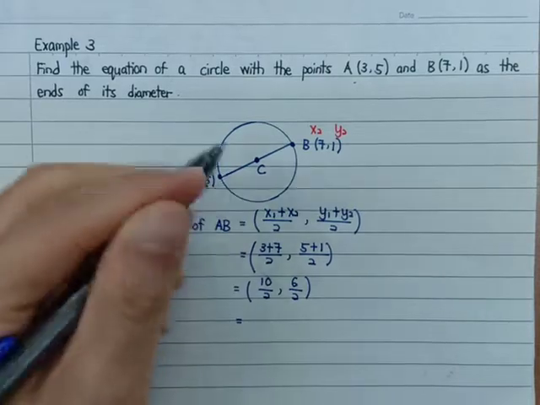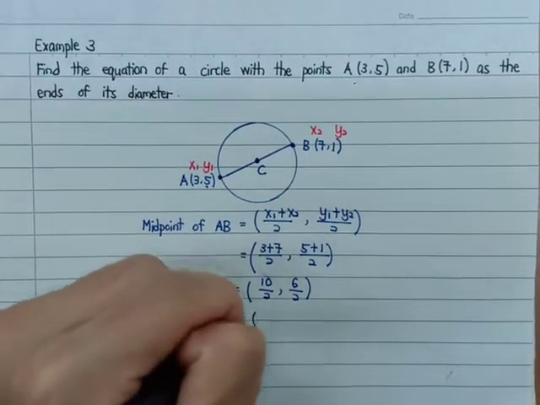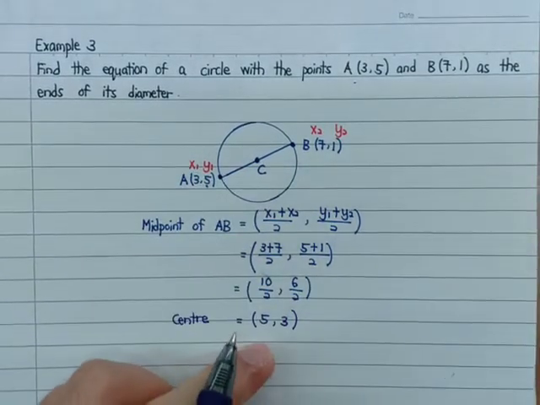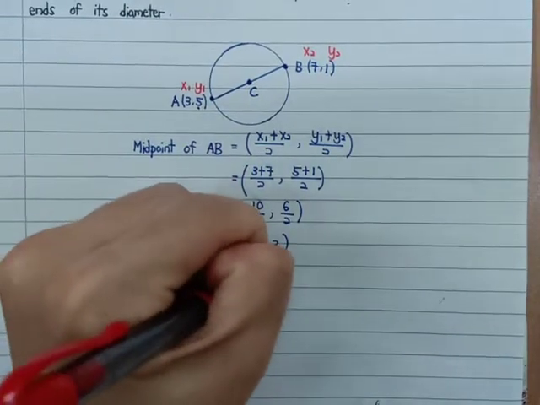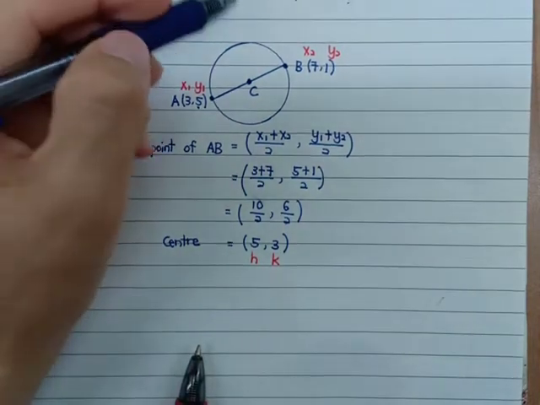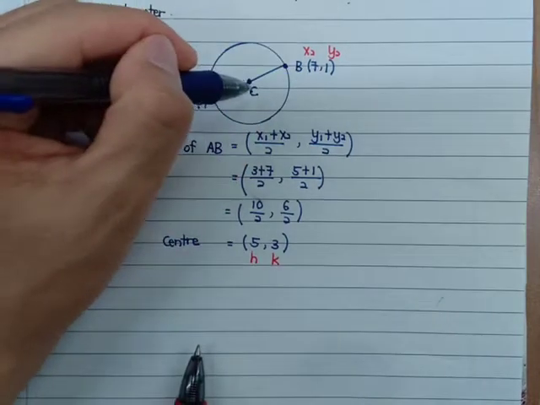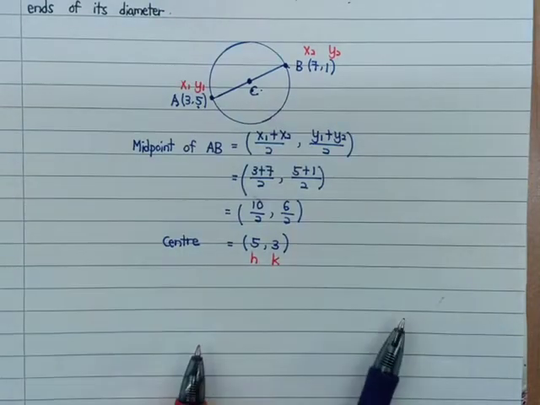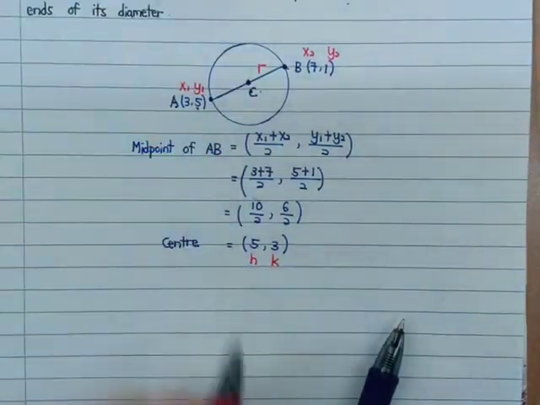So finally, the center is equal to (5, 3), since 6 divided by 2 is 3. So this is our center, and the center is (h, k). Next, I will find the distance from the center to point B, or I can use the center to point A. The distance CB is the radius.